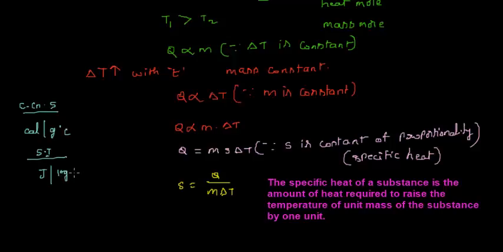The relationship between calorie per gram degree centigrade and joule per kg Kelvin is 1 calorie per gram degree centigrade is equal to 4.2 into 10 power 3 joules per kg Kelvin. In the next video, we'll see problems related to this topic.